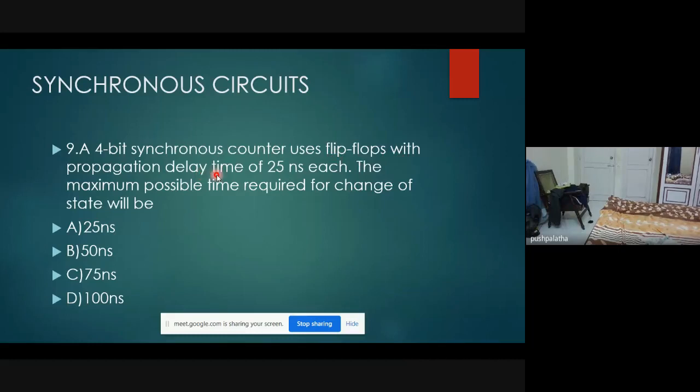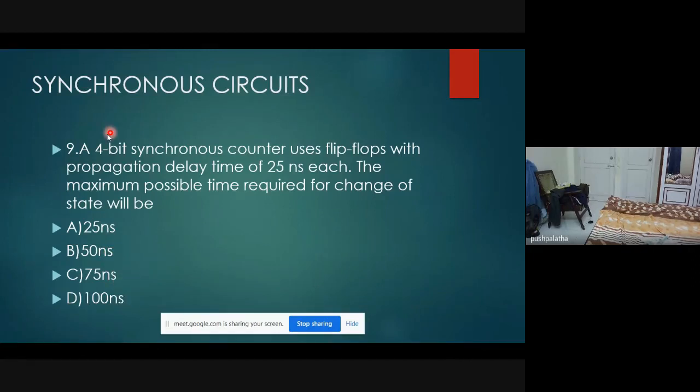Okay, a 4-bit synchronous counter uses flip-flops with a propagation delay time of 25 nanoseconds. So each and every flip-flop will use 25 nanoseconds of propagation delay. What will be the maximum possible time required for change of state? 25 nanoseconds, 50 nanoseconds, 75 nanoseconds, 100 nanoseconds.